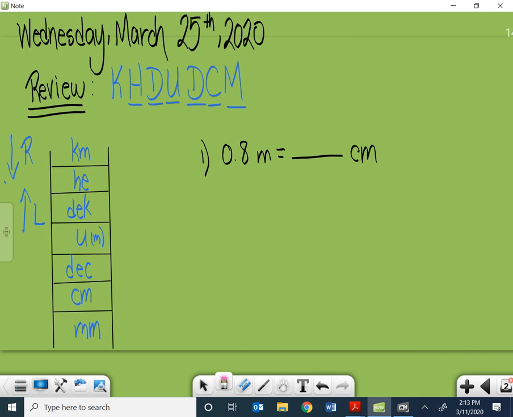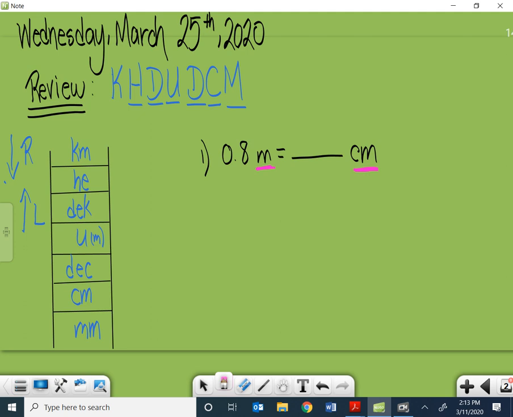So the first step is just to figure out how many scoopies I'm moving and then which direction, right? I hope you remember that. So let's see where I'm starting. My starting point is meter, and I want to end at centimeter. So on the ladder right now, where are we starting and where do you want to go? Draw those scoopies. Do that now before I do it.